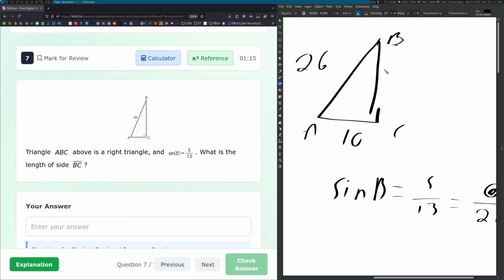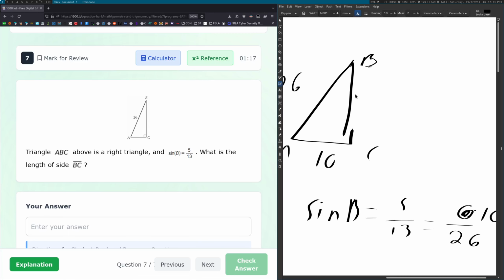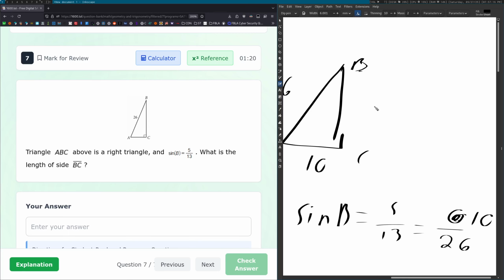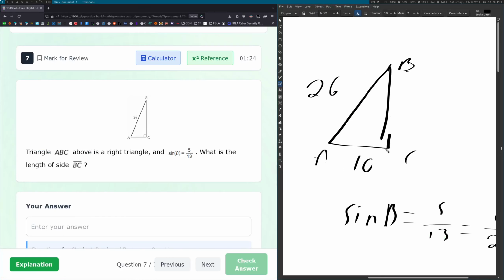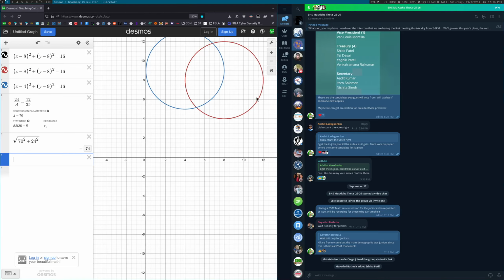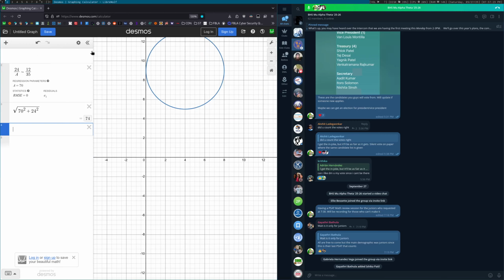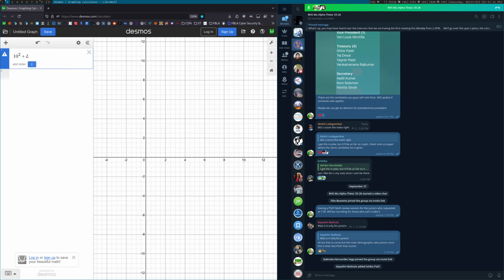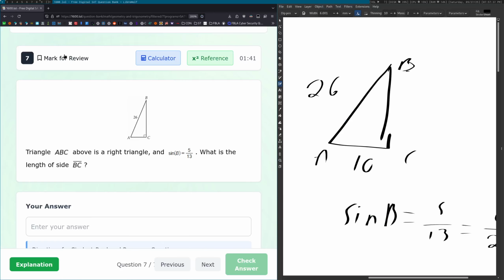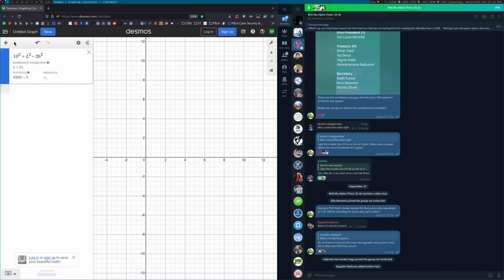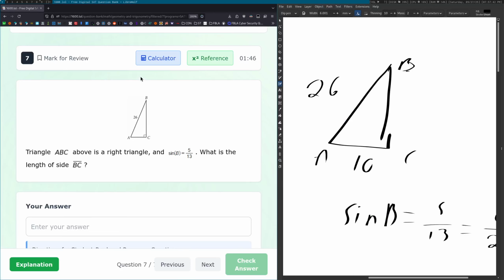And then we can solve this triangle. We have that this squared plus that squared is equal to 26 squared. So where is Desmos here? There it is. 10 squared plus some length squared is equal to 26 squared. Okay, our answer is 24 indeed.